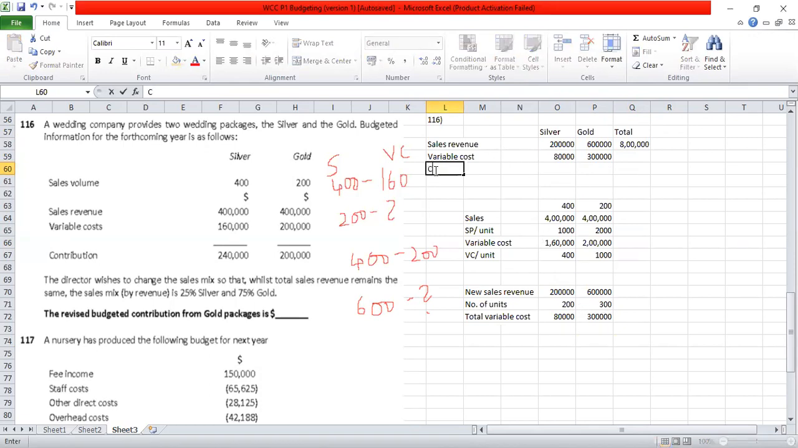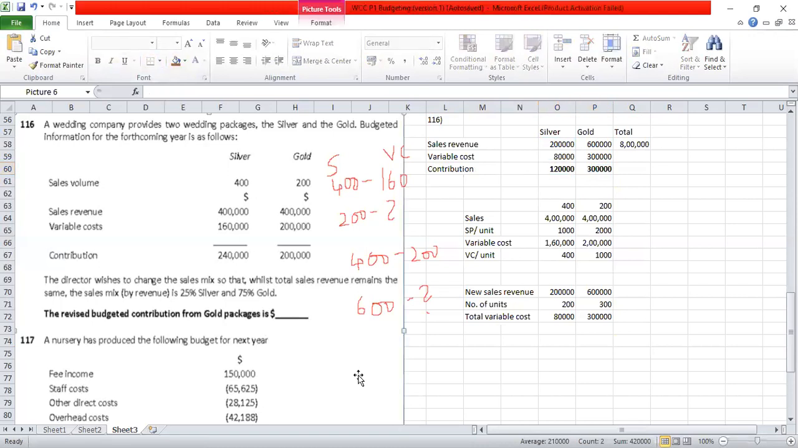So contribution per unit, total contribution will be 200,000 minus 80,000. So we are asked to find out from gold package. It is 300,000. Alternatively, you can write alternatively.